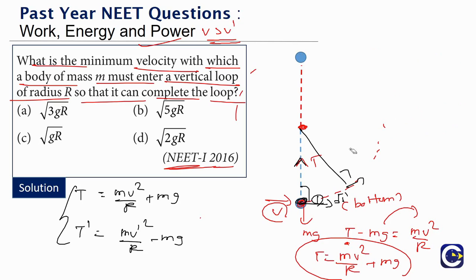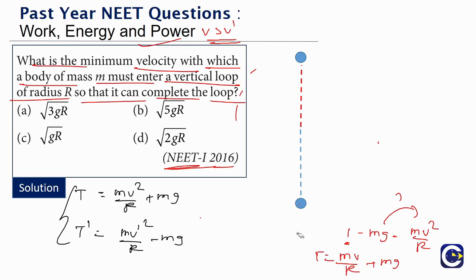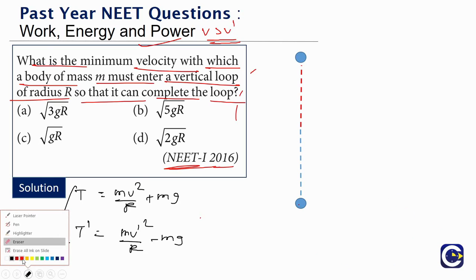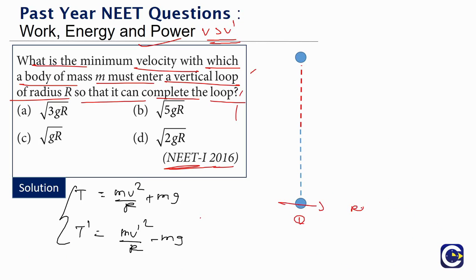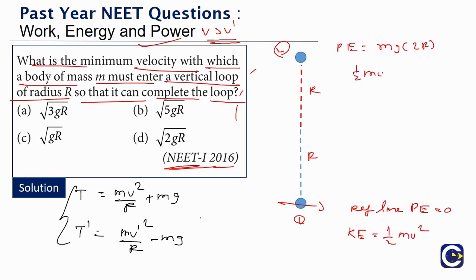Why? Because other than tension there is no other force. Gravity will be accounted for in the potential energy term. So when we look at the kinetic energy plus potential energy of this body, that should remain constant. At point 1, let us take it as the reference line. Potential energy will be 0. At point 2, which is at how much height? R plus R, 2R. Potential energy will be mg into 2R. Here kinetic energy is half m v square. Here kinetic energy is half m v dash square.